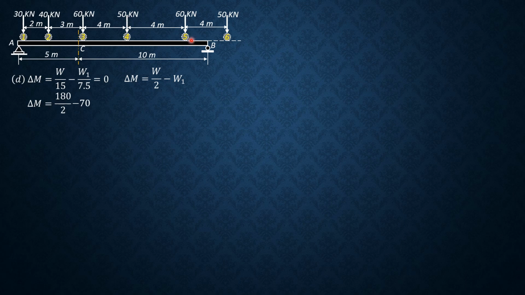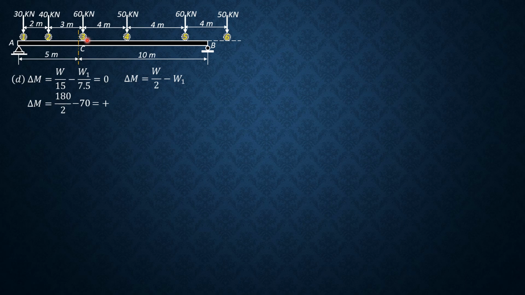For this load, 5 will be off span because the distance between 3 and 5 is 8, and half of the span is only 7.5. So the 60 kilonewton load will be off span because it is 0.5 meter from B. So the sign is positive.